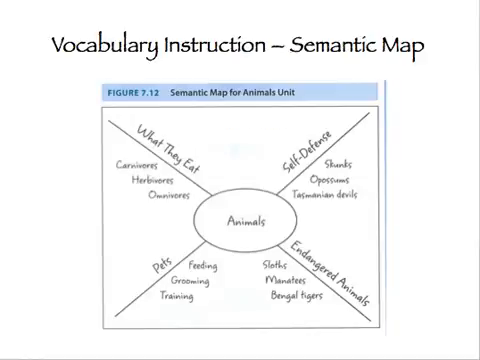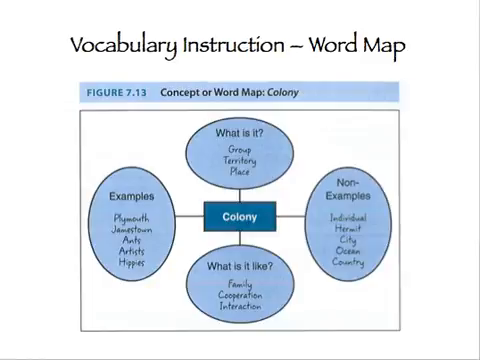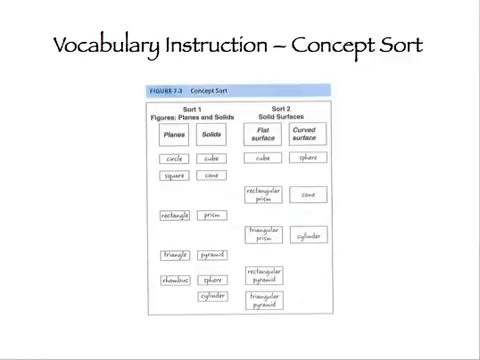A semantic map for a unit on animals has the main topic in the center, and then what they eat, self-defense, endangered animals, and pets. So it's a way of taking animals and dividing it up as a way of understanding its meaning. Same for colony: what is it? What is it like? So those are discussion and descriptions, and then examples and non-examples. And finally, the book suggests a concept sort.